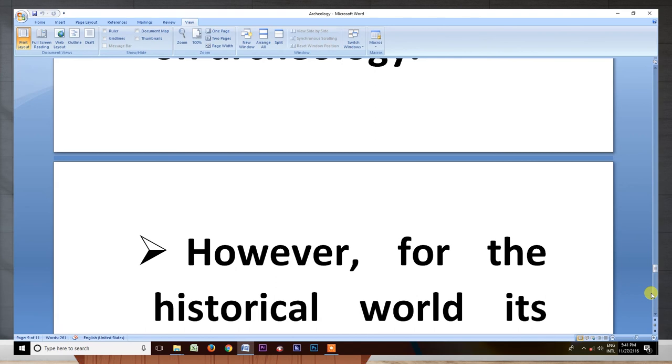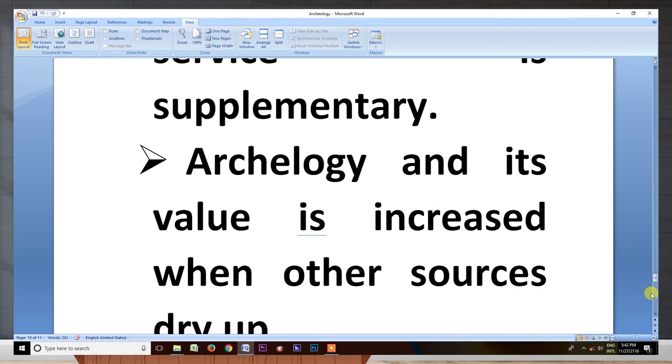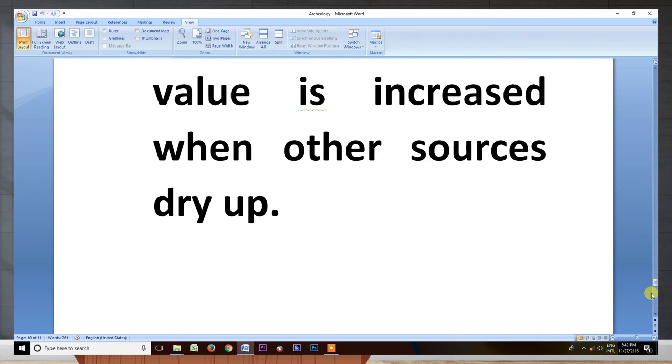However, for the historical period, its service is supplementary. Archaeology's value is increased when other sources dry up.